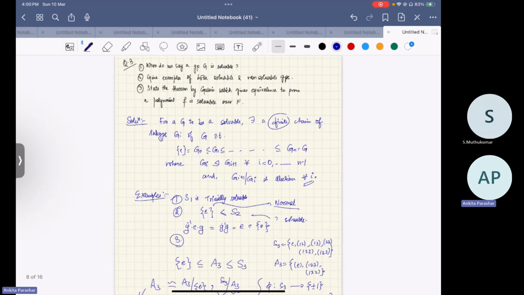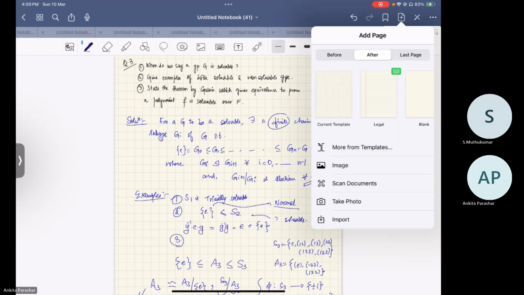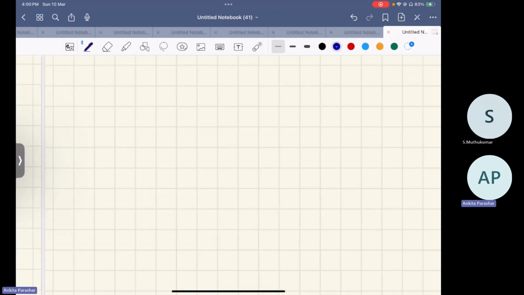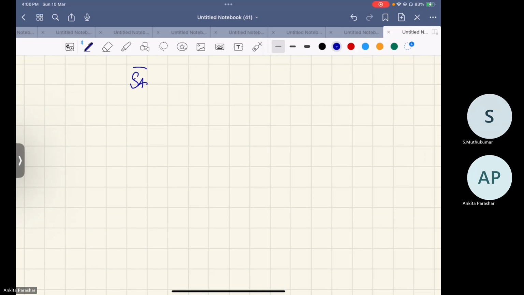All right, so let's go on. There are several examples. If you want to discuss, we can discuss S4 also. Is it solvable or not? So let's look first of all at the normal subgroups.